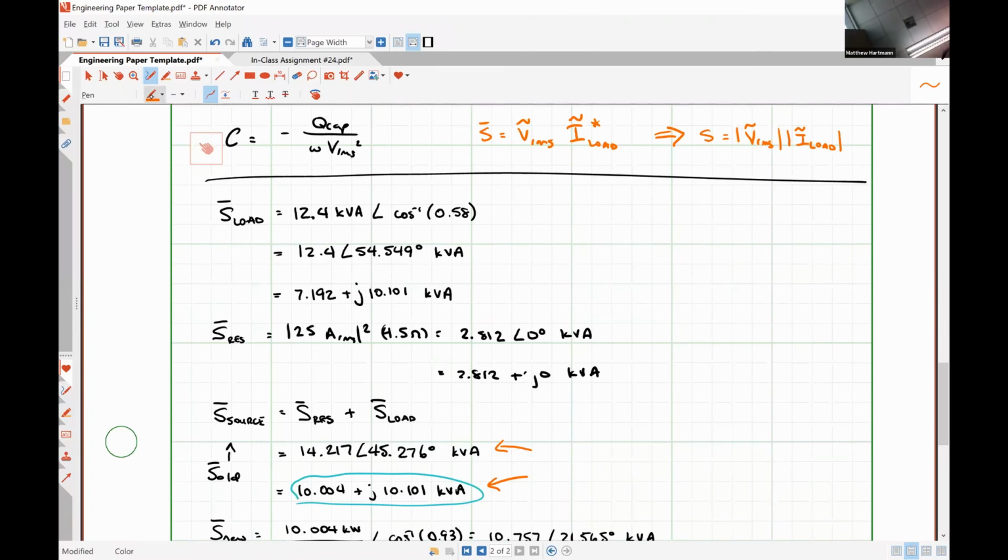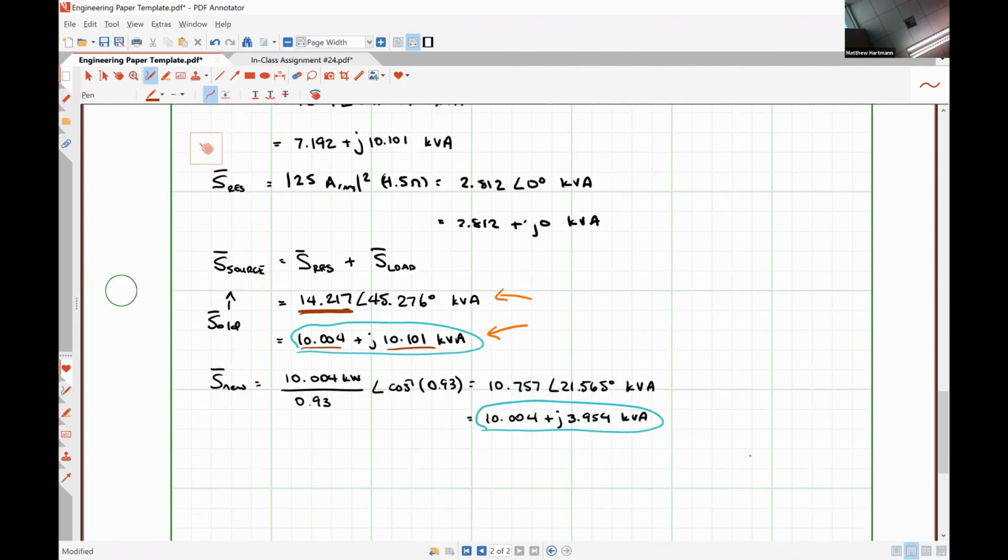So the apparent power, by definition, is simply the magnitude of the complex power. So since we have our complex power expressed in polar form and rectangular form, if we want the apparent power, we just look at the magnitude right here. So it's 14.217 kVA. If we wanted the real power, it'd be this guy. If we wanted the reactive power, it would be this guy. So if we know the complex power, we, by definition, know average power, reactive power, and apparent power.